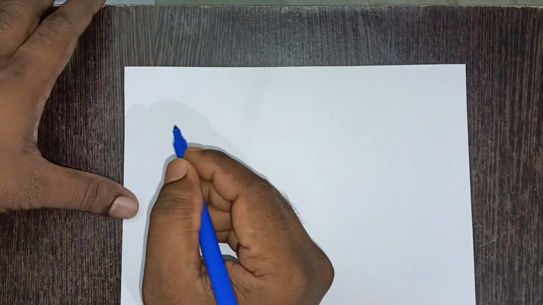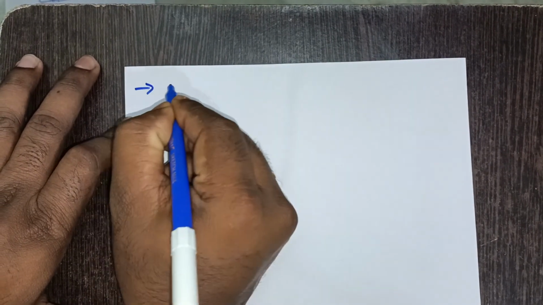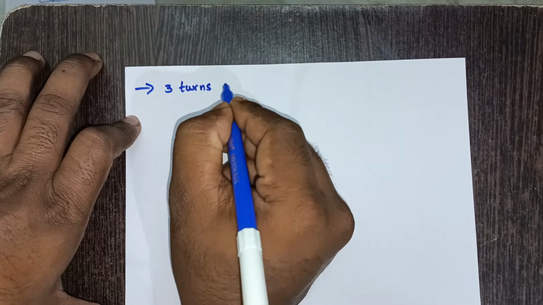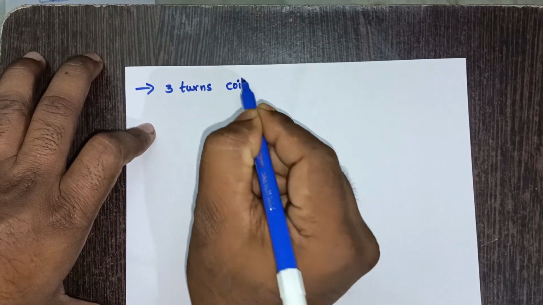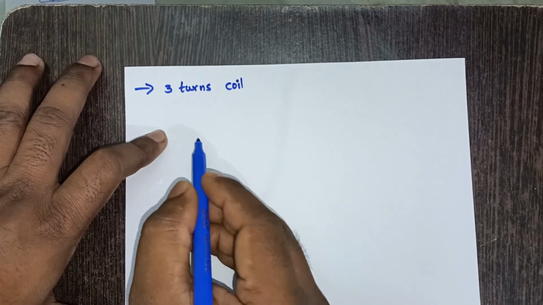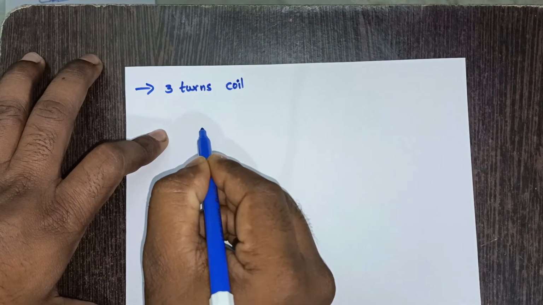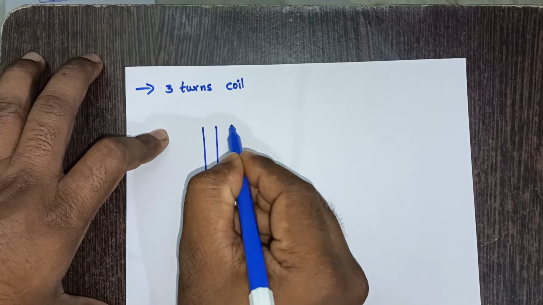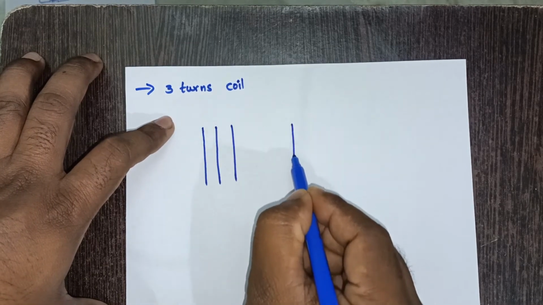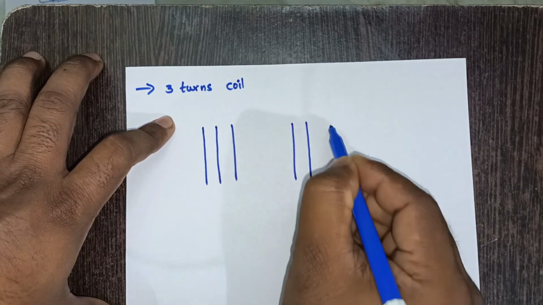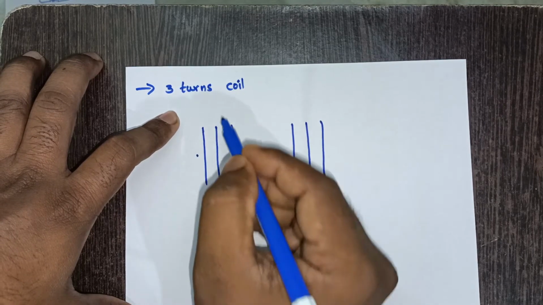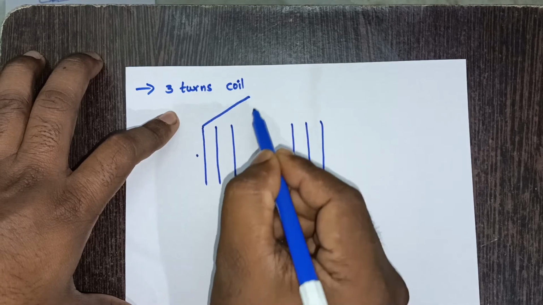So here we will try to draw at least a 3 turn coil. Let me draw here a 3 turn coil, right? How is it represented? How can we draw it? It will be like this: 1, 2, 3, and here it is 1, 2, 3, right? And let me join the first conductor. This is how it is connected.